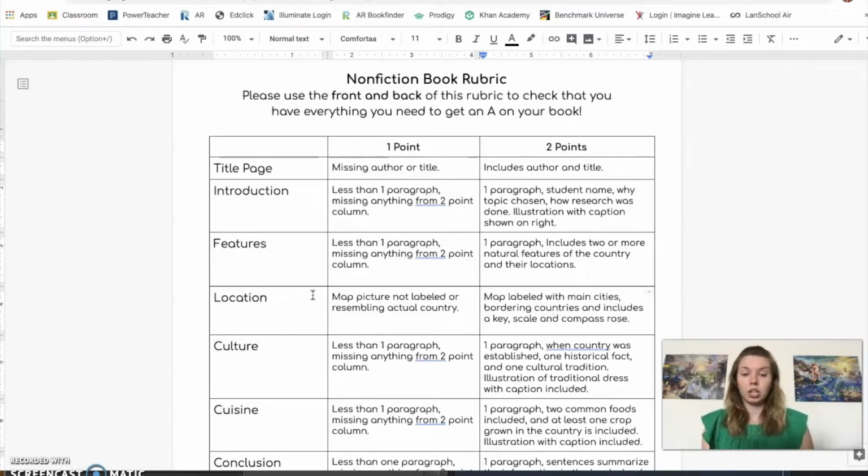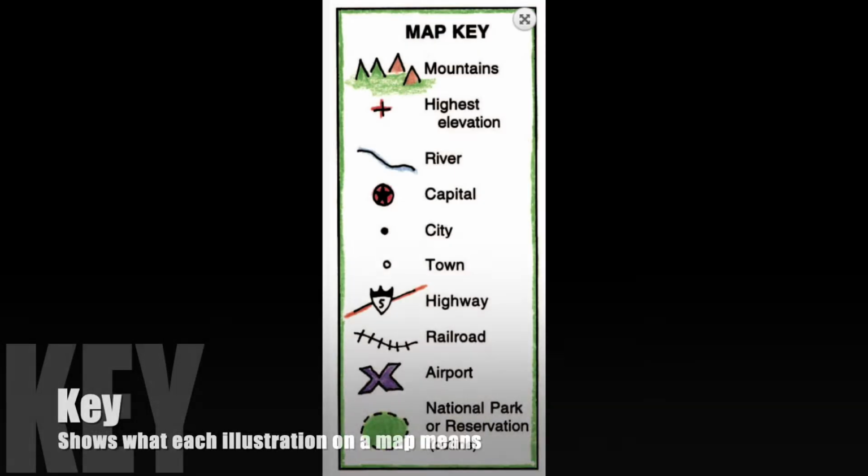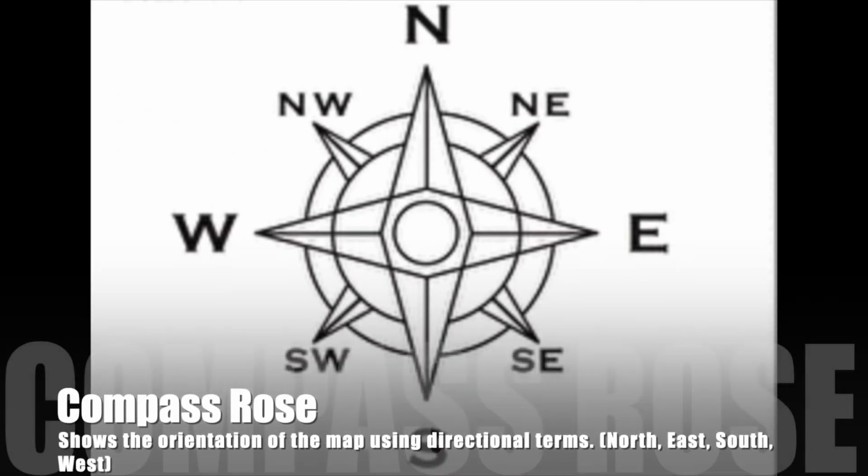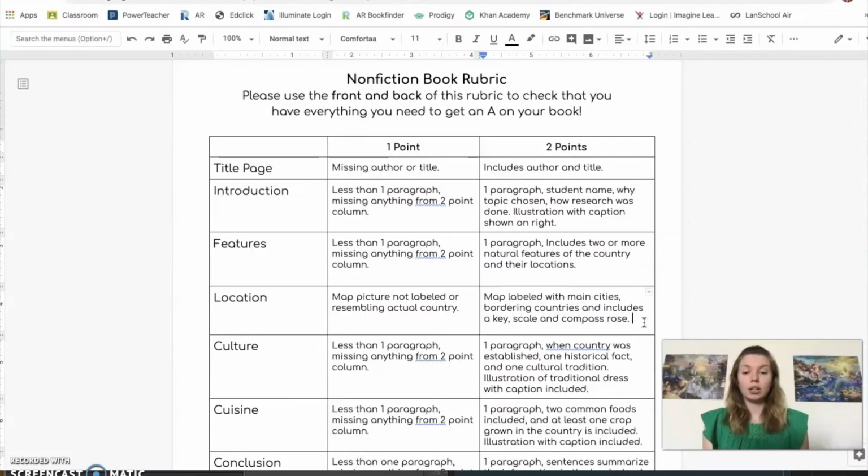For a location, this means you need to have a map labeled with the main cities, bordering countries, and including a key, scale, and a compass rose. Looking at location, you should have the picture of the location on the left and then the paragraph of features on the right. So those are the 2 pages you see at the same time.